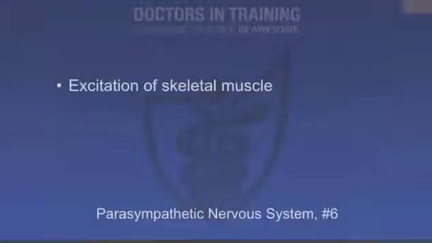Well, the first is excitation of skeletal muscle. This is a somatic thing, not an autonomic thing. But the somatic nerves, as we're going to see in a moment, are mediated by the same neurotransmitter as the parasympathetic system. And that neurotransmitter is acetylcholine. If you give a cholinergic drug, that is a drug that stimulates the acetylcholine receptors, you're going to stimulate those receptors in the visceral organs and get the parasympathetic effects, but you're also going to stimulate those receptors in the skeletal muscle, and you're going to get excitation of skeletal muscle.